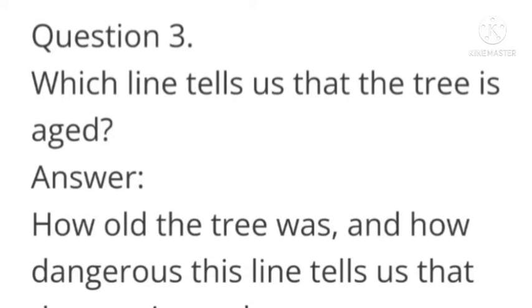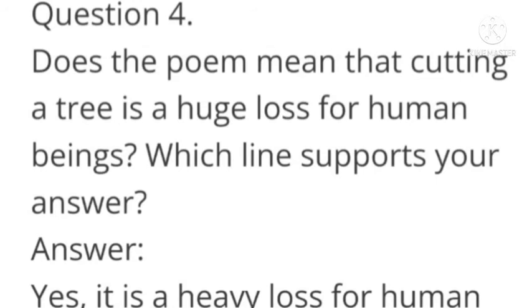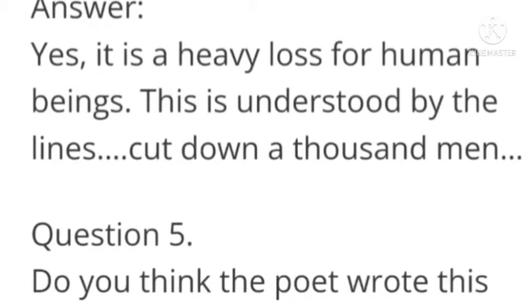Which line tells us that the tree is aged? Answer. "How old the tree was and how dangerous": this line tells us that the tree is aged. Does the poem mean that cutting a tree is a huge loss for human beings? Which line supports your answer? Answer. Yes, it is a heavy loss for human beings. This is understood by the lines "cut down 1,000 men."